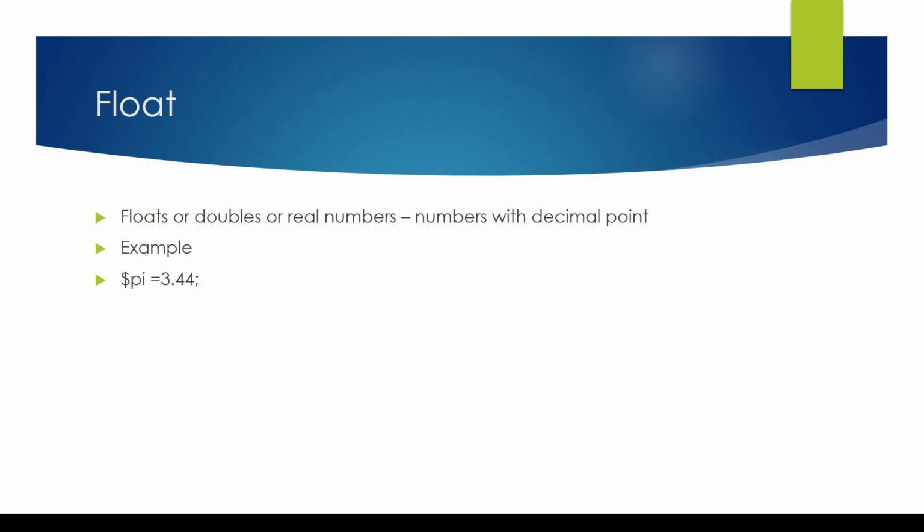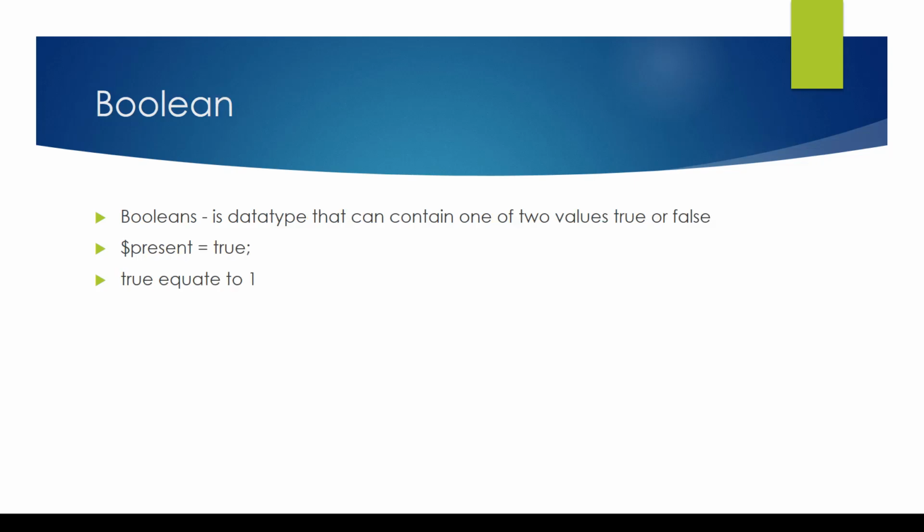For instance, we can say pi equals 3.44. Then we have Boolean values. Booleans are basically data type that can contain one of two values, true or false. For instance, I can say present equals true, and whenever you will echo it out, it will print 1 when the value is true, but in case of false, it's not going to print any value at all. Basically we make use of Boolean for conditional checks, that whether this value is present then print this, if value is false then do this. So for all those kind of checks we make use of Boolean.